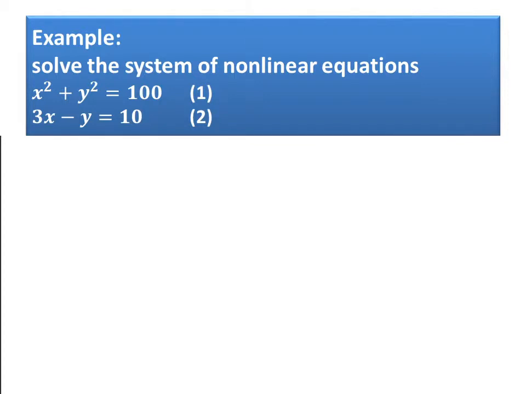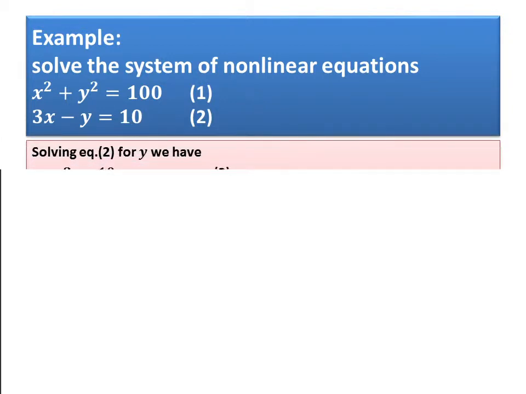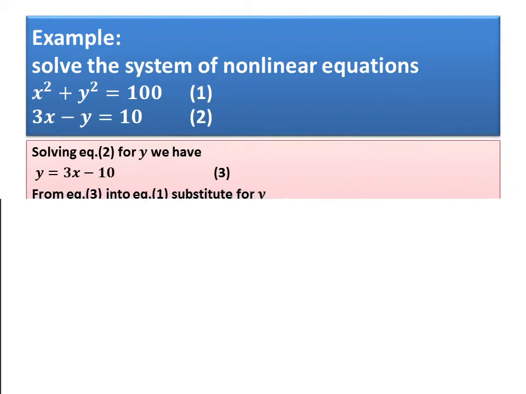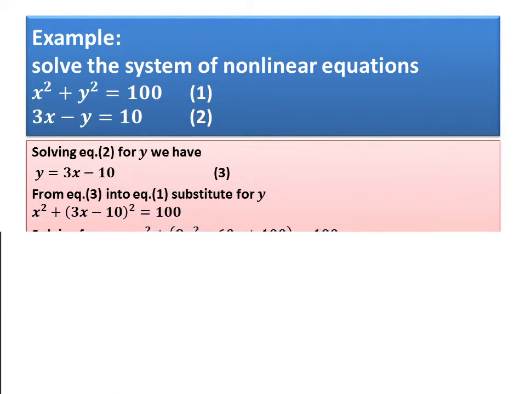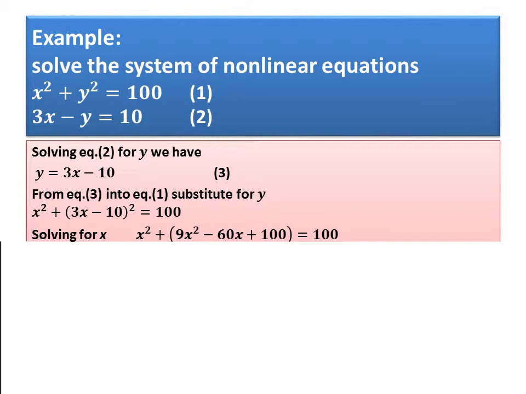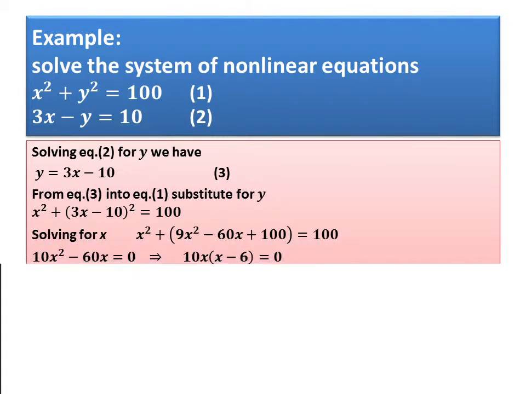3x minus y equals 10. This is equation 2. And as we can see, from 2 we can get y in terms of x, so y equals 3x minus 10. And we call this equation 3. From 3 into equation 1, substitute for y, we get x squared plus, instead of y squared, we put 3x minus 10 all squared equals 100.